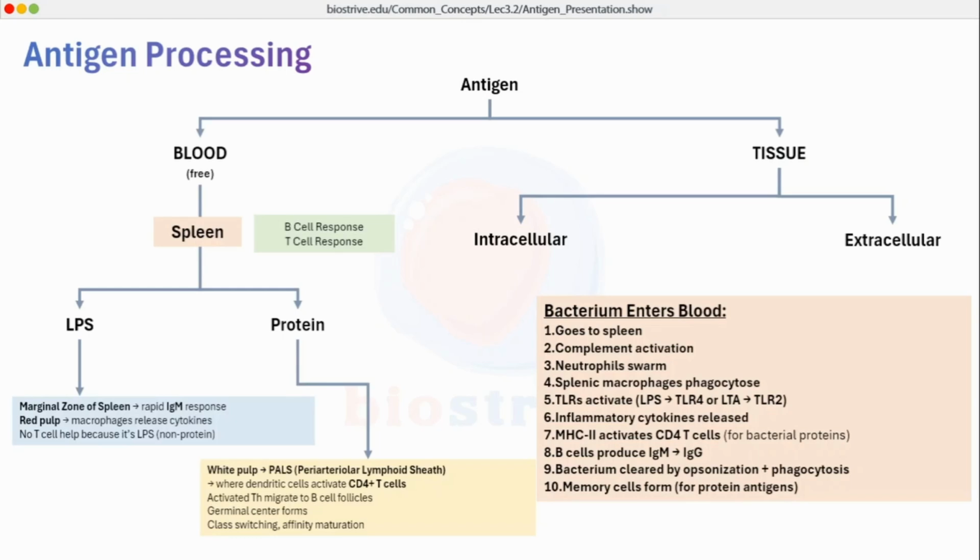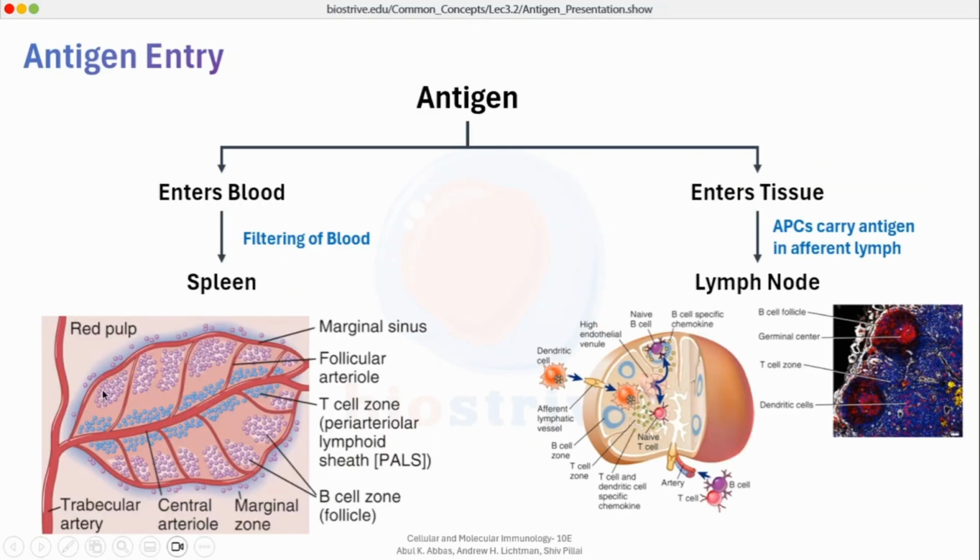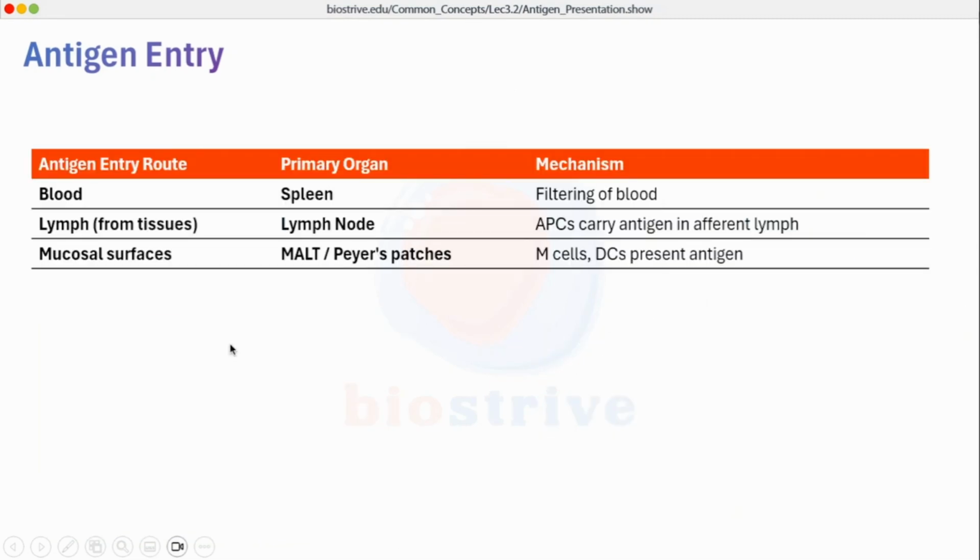Now, we will talk about these processes in somewhat more detail. If antigen enters blood in free, non-processed form, it will go to the spleen and there may be a B cell response, there may be a T cell response. But the nature of the antigen will decide what kind of response will be there. If the nature is lipopolysaccharide, there will be only a B cell response. So it will be taken down to the marginal zone of the spleen. We talked about this in this figure: marginal sinuses where B cell populations reside.